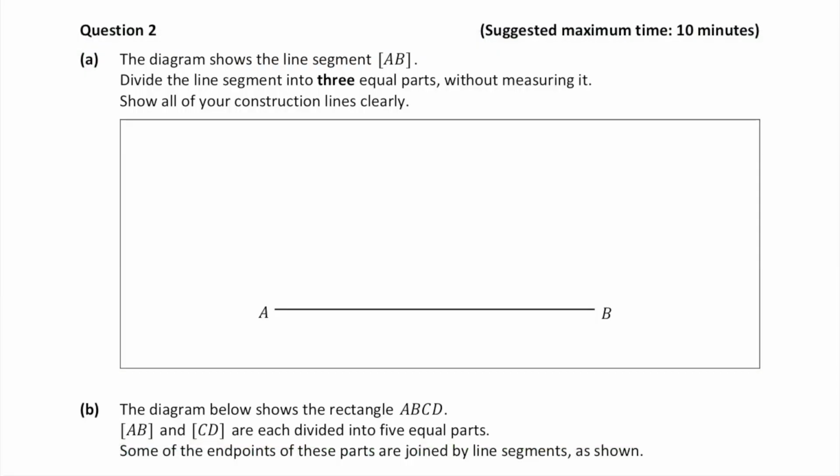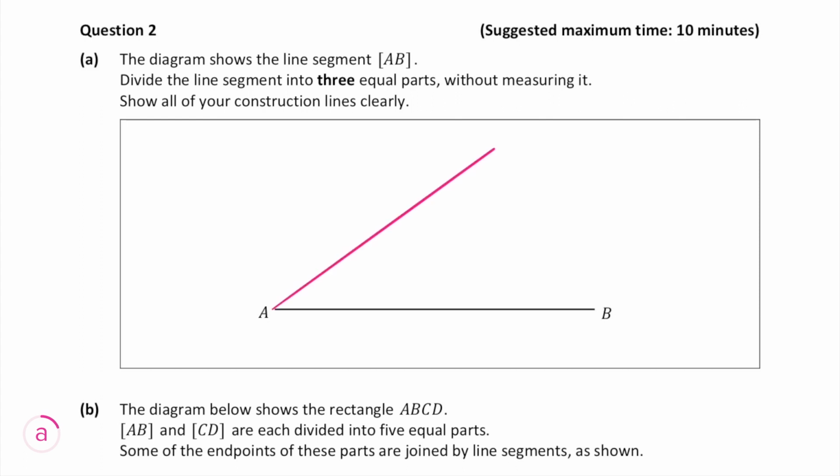Hey guys, here's our question today, which is worth 20 marks. In part A, we have to divide this line segment AB into 3 equal parts, without measuring it. To do this, we'll have to use one of our constructions, using a compass and set squares.